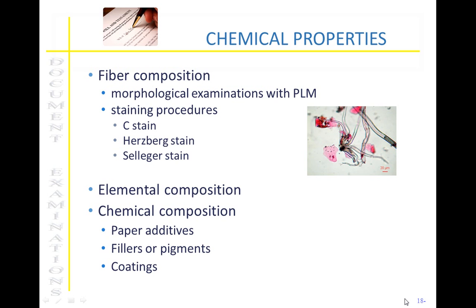They may also perform elemental composition on the document itself to see what type of fillers are actually in the paper itself. And then they also might do a series of chemical composition testing to see the various additives or to help identify the fillers and pigments that are in the paper, or if there's any coatings on that paper itself.